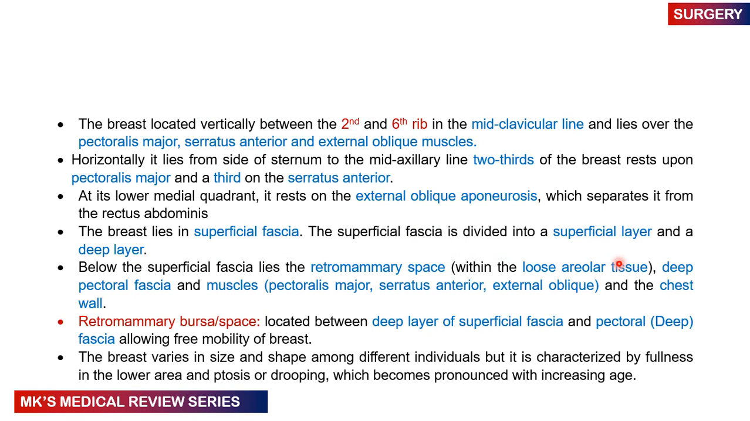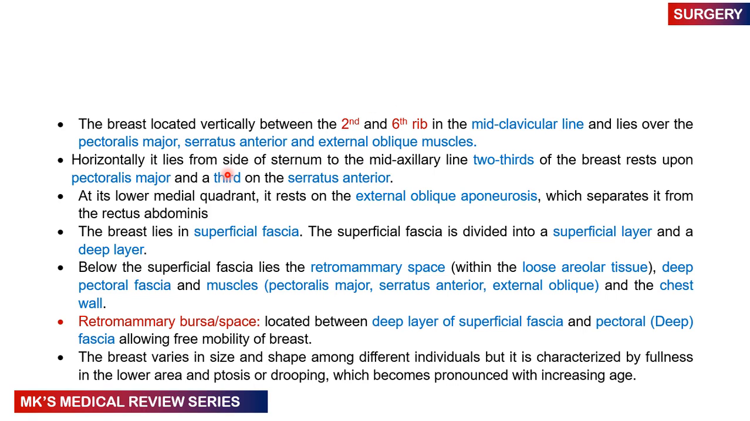Then remember that the breast is going to be located vertically between the second and the sixth rib from superior to inferior, and in the mid-clavicular line, it's going to be lying over the pectoralis major, the serratus, that's medially, laterally the serratus anterior, and almost inferior is the external oblique muscles. And remember that horizontally, it lies from the side of the sternum to the mid-axillary line. Two-thirds of the breast tissue actually is going to be resting upon the pectoralis major, and one-third is going to be resting upon the serratus anterior.